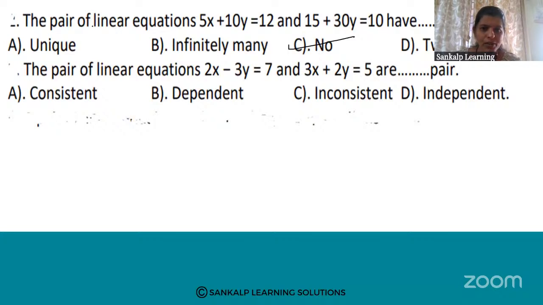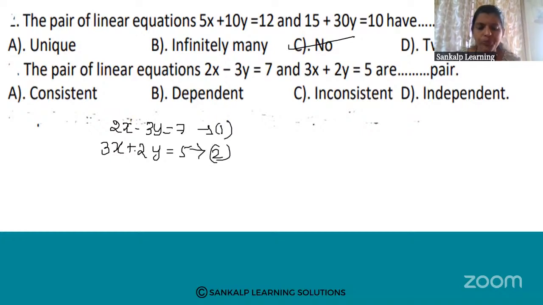Next, the pair of linear equations 2x minus 3y is equal to 7, 3x plus 2y is equal to 5. Let us see what type of pair it becomes. Whether it is consistent or dependent or inconsistent or independent. See, the equations are 2x minus 3y is equal to 7 and 3x plus 2y is equal to 5. These two are equations, equation number 1 and equation number 2.